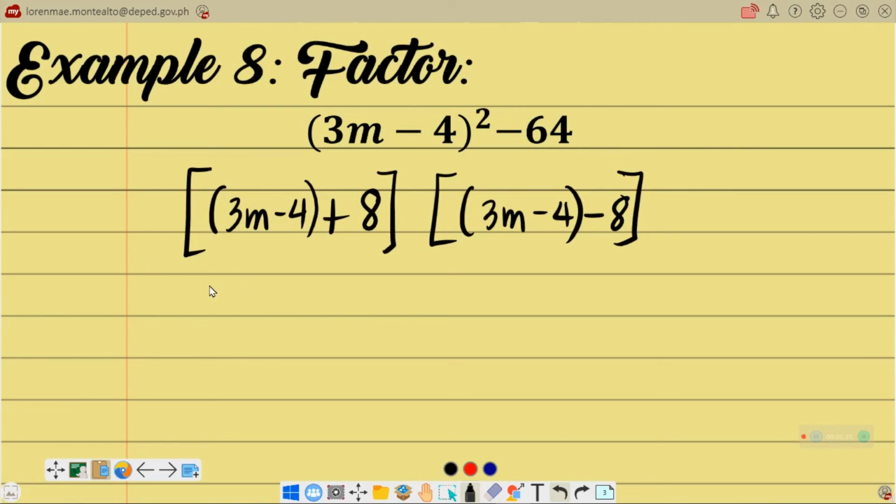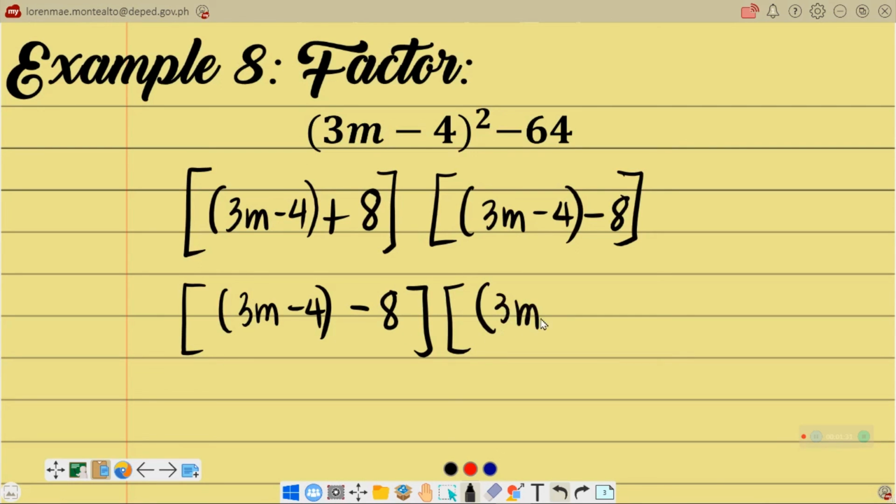So, we can also form it as the difference first: 3m minus 4 minus 8. And then here is the sum: the quantity of 3m minus 4 plus 8. So, this will be our final answer. These are the two forms of our final answer. And that's all for today.